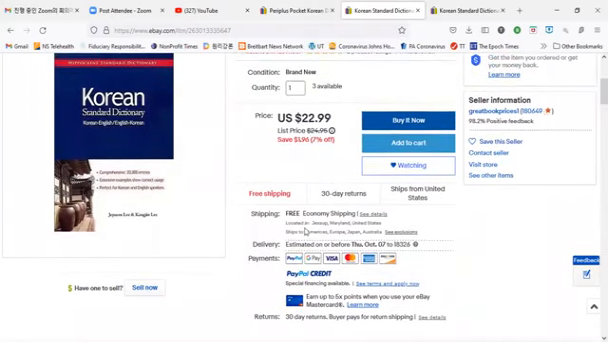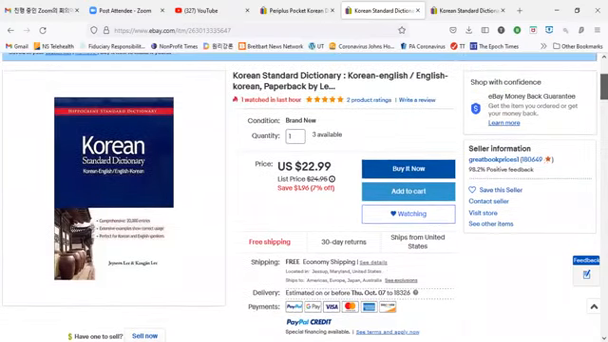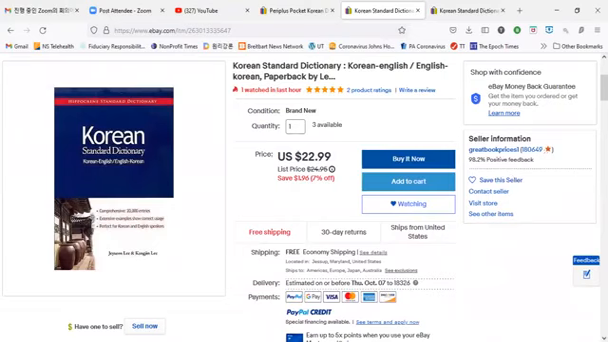Okay, so they're shipping from Jessup, Maryland, in the United States. So this might be a good dictionary to get. But if you just want to be able to read Korean and not know what it means, then you don't need a dictionary. All right, but if you want to be able to read Korean and then understand something about what it means, then you have to be able to look up the words and figure out what they mean.